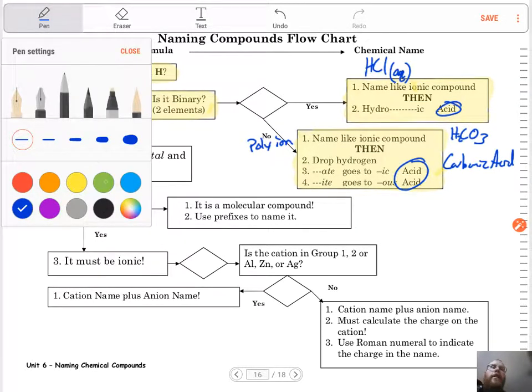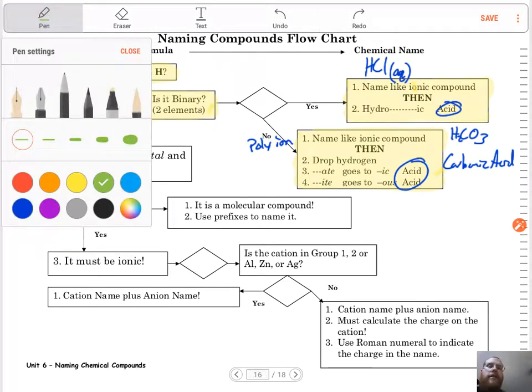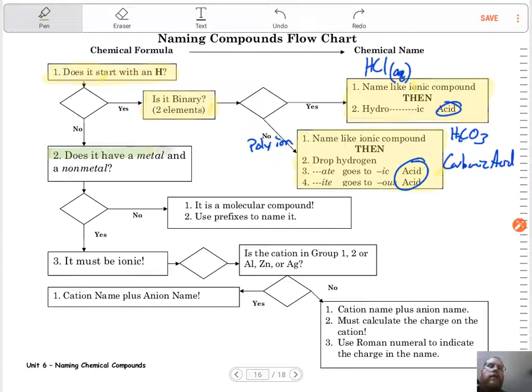All right, so going back to that original question, does it start with an H? If the answer to that question is no, the next thing you want to ask yourself is, does it have a metal and a nonmetal? So now, if it doesn't start with an H, you've got to distinguish, is it ionic or is it covalent? That's basically the next thing you've got to look at. If the answer is yes, meaning it's an ionic compound, you're going to follow your ionic naming rules.